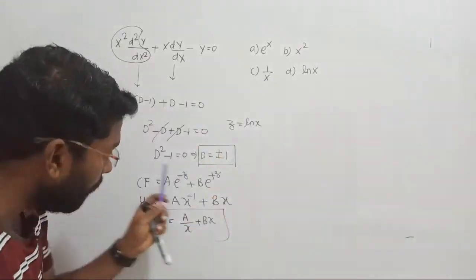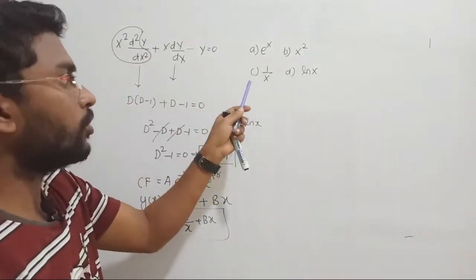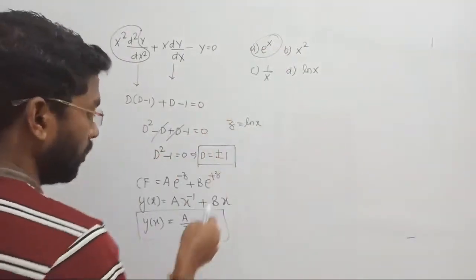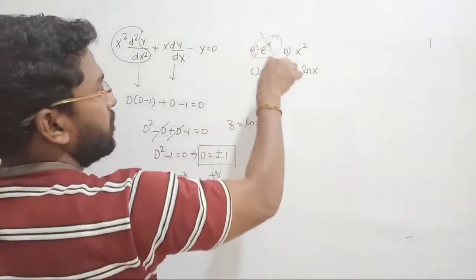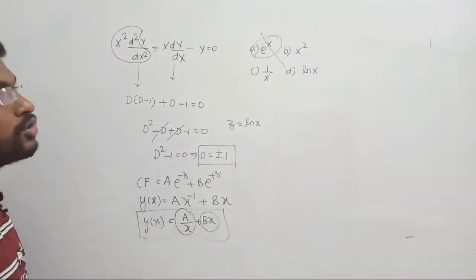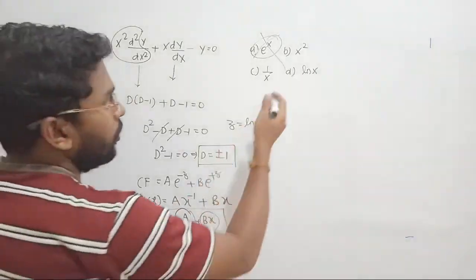That means in a complete solution, one of these four options has to be a solution. Now see, is there any term like e power x in ours? No, that is not the solution. Actually, here two solutions can come: a by x and b into x. These two cases are possible, so this is also wrong. X square I don't have. Ln x I don't have.